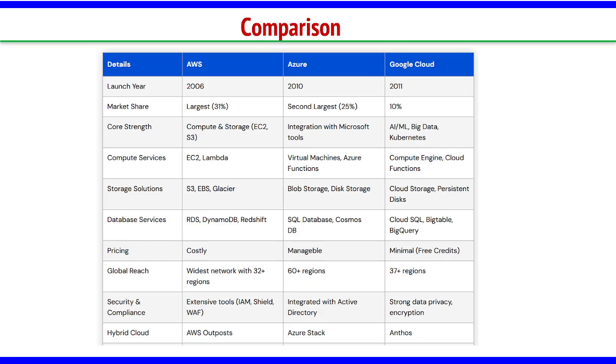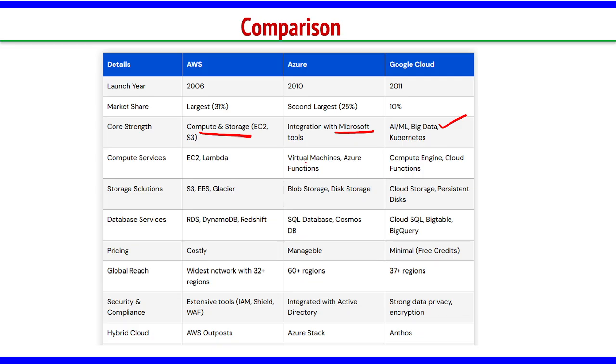A little comparison, you see, AWS in 2006, Azure in 2010 and GCP in 2011. Market share, this is again changing, this is a little old one, but I would say this is 45 today and this is 35, this has also increased to 35, this remains the same at 10, right? And then the core strength of AWS is compute and storage. Azure can integrate well with Microsoft tools. And Google Cloud is for big data, AI/ML and Kubernetes.